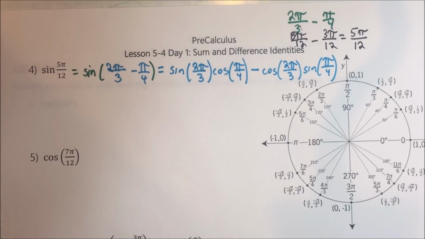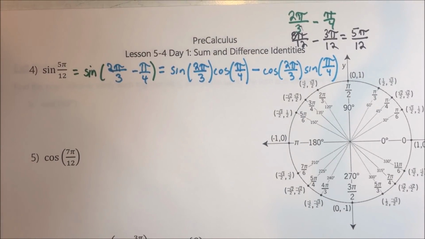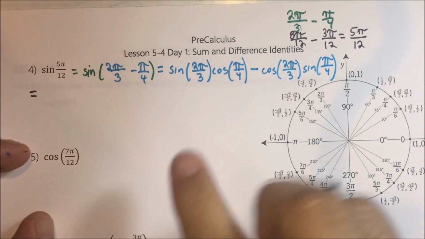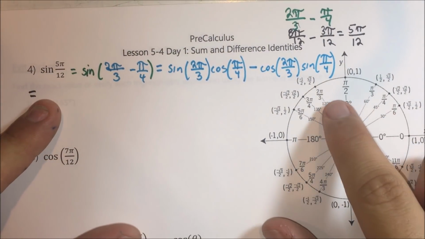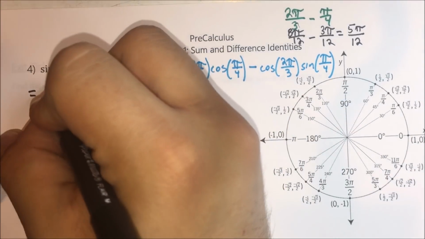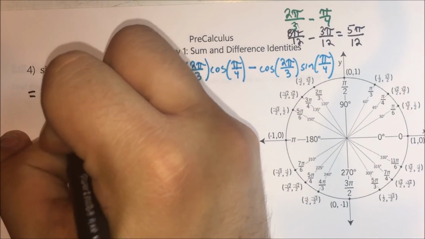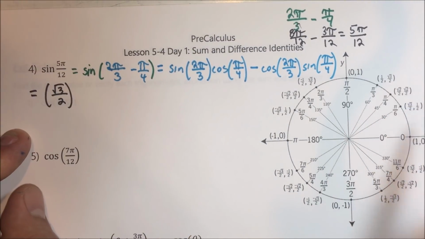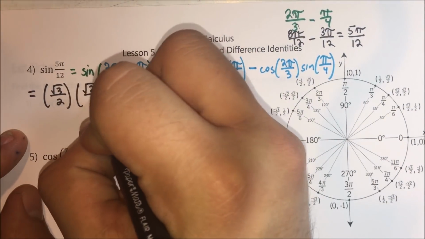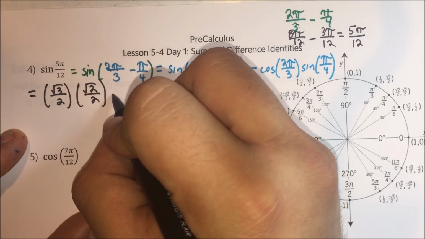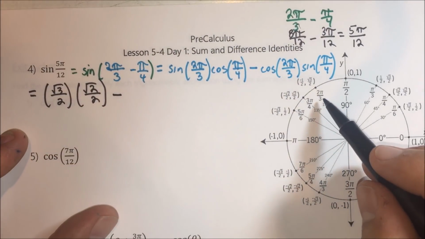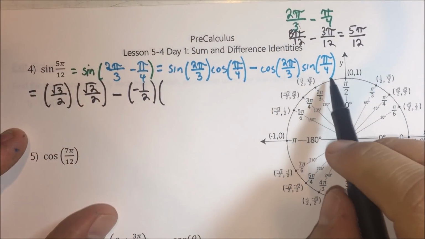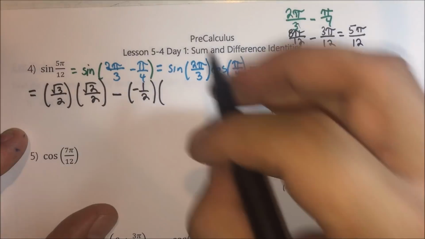Okay, so again we do the same thing. We see what cosine and sine is at those angles, or I guess, you know, the radians in this case. I'll write it over here. Let's see, so sine of 2 pi over 3, well the sine of 2 pi over 3 is the square root of 3 over 2. The cosine of pi over 4, that's going to be square root of 2 over 2, minus cosine of 2 pi over 3, that's negative 1/2, and sine of pi over 4, that is the square root of 2 over 2.